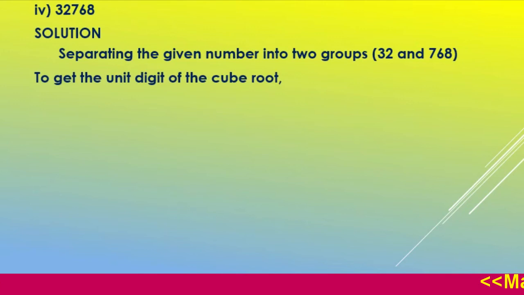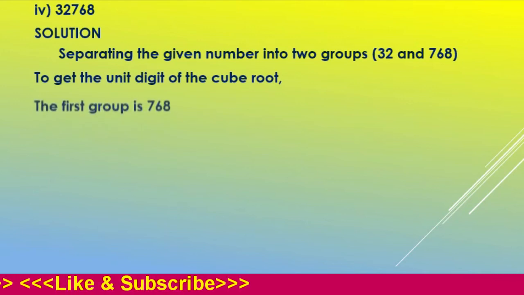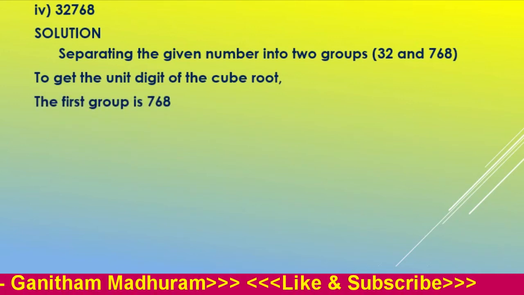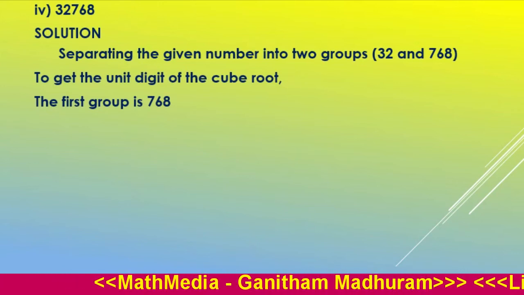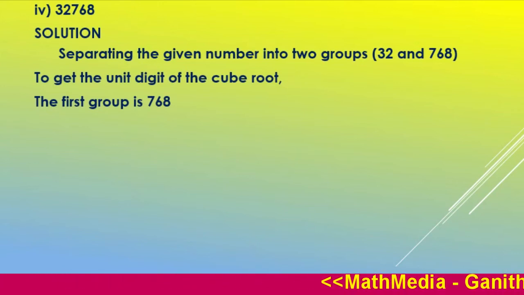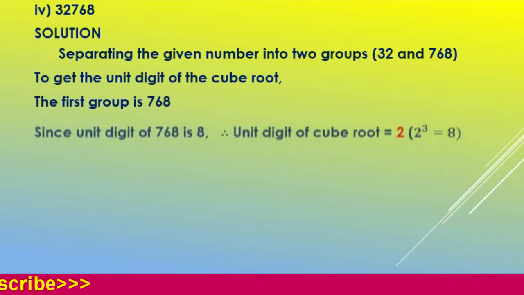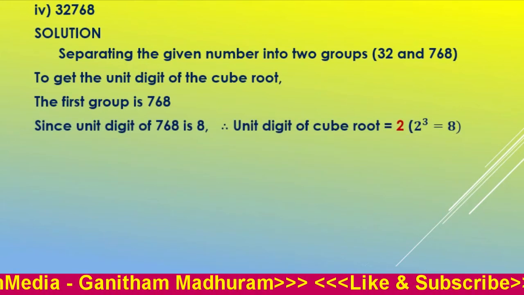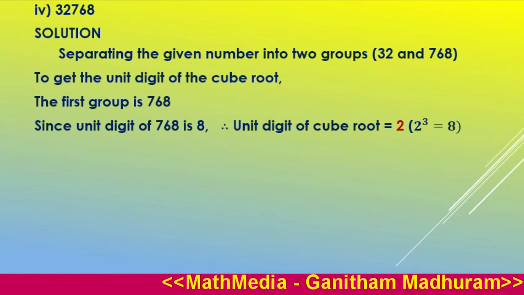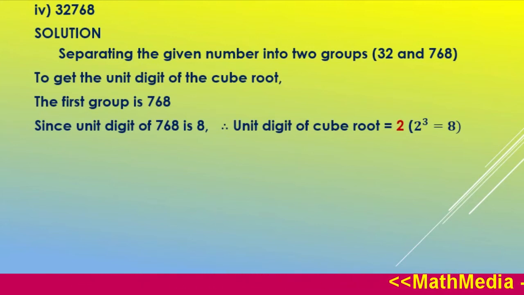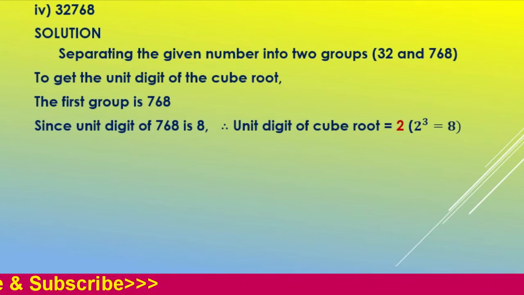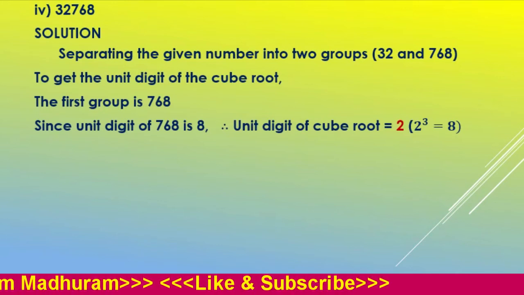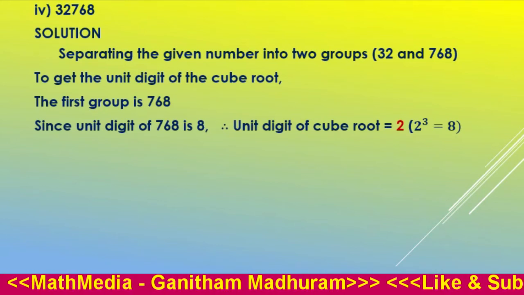So to get the unit digit of the cube root, here we can take the first group, which is 768, whose unit digit is 8. Hence, the unit digit of the cube root will be 2. Is it clear? So here we got the unit digit of the required cube root as 2.